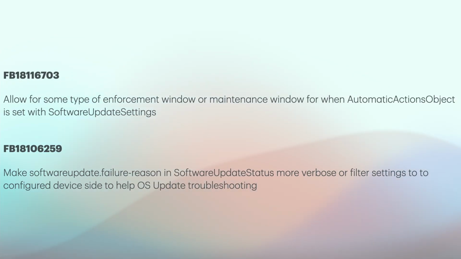The other thing, too, would be that software update failure reason, making it more verbose. Maybe we could add some filtering, or have it pass multiple lines versus just the one line of messaging there. So two points, something to think about.